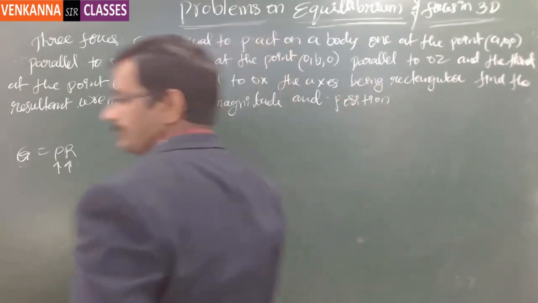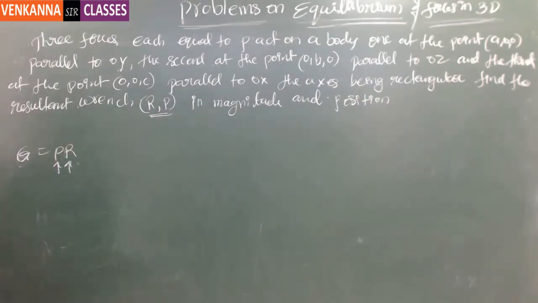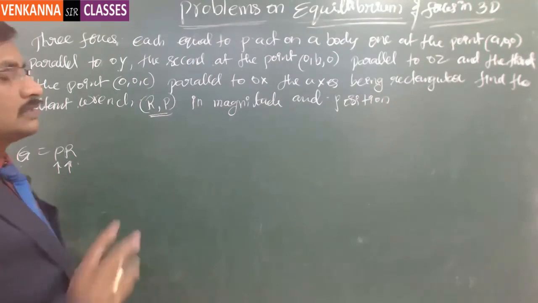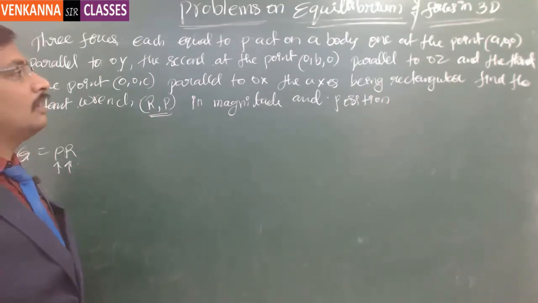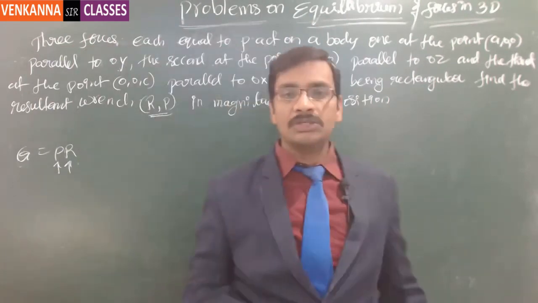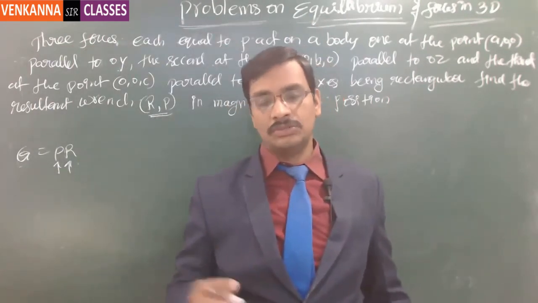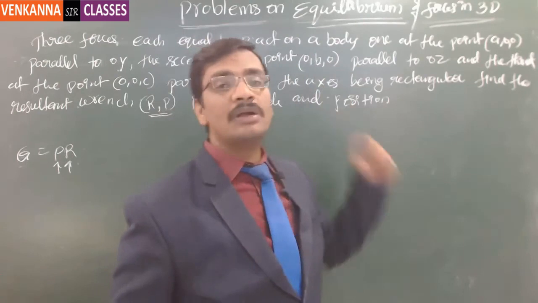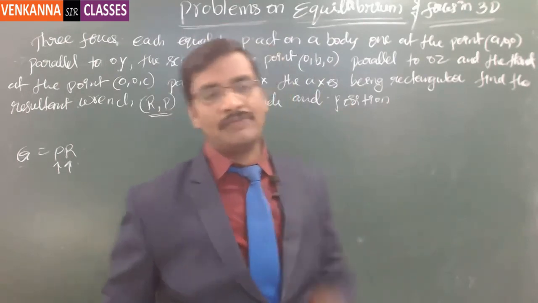Now this is the problem statement. Now actually he described the problem statement in a different manner. So what he said was three forces. That means there are three different forces, and the points of application of the forces are A, 0, 0, 0, B, 0, and 0, 0, C. So there are three different points.